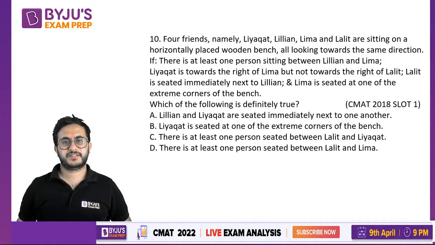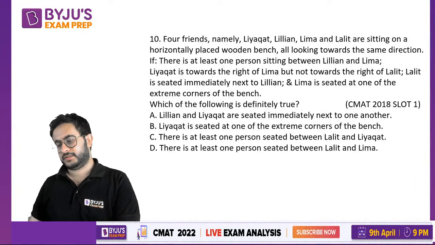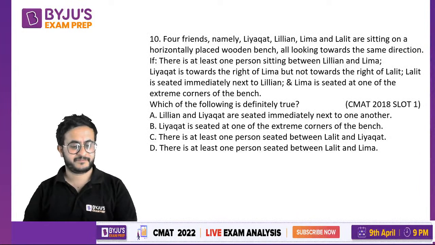Four friends, Liaquat, Lilian, Lima, and Lalit, are sitting on a horizontally placed wooden bench, all looking towards the same direction. So some things about the arrangement is given and we have to tell which of the following is definitely true.